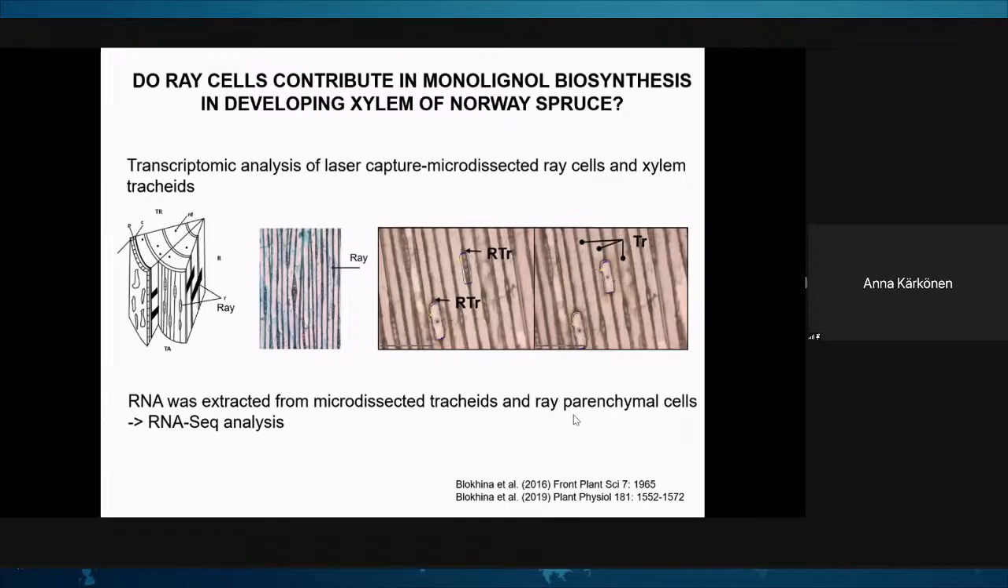In Norway spruce, gene transfer technology is possible, but it's very time consuming and laborious. So that's why we didn't go that way, but we decided to utilize laser capture microdissection. Under the microscope, you can cut specific cells with this technology. So it was Olga Blokhina who worked here. She cut the rays separately and tracheids separately from developing xylem. RNA was extracted from these cell types and sequenced.